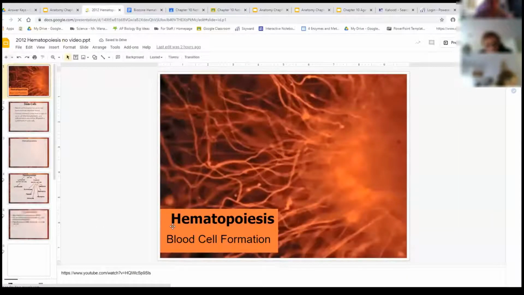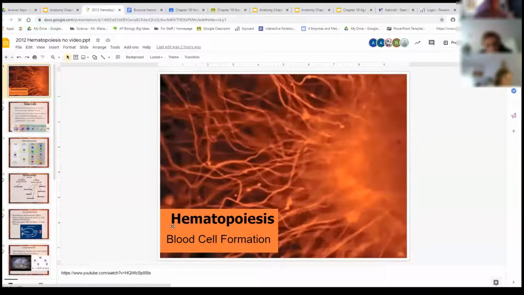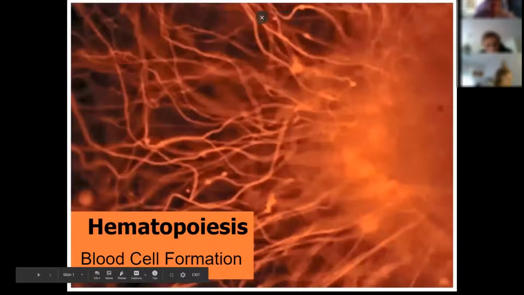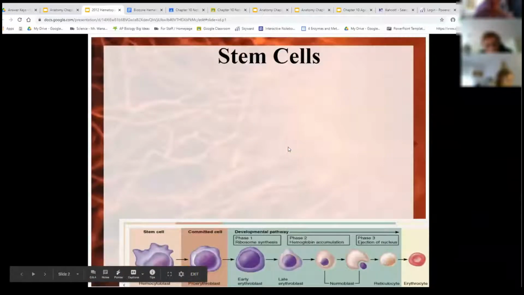So first of all, that square about hematopoiesis, you definitely want to know that it is blood cell formation, the process of making new blood cells. So AKA blood cell formation, anything like that. I should put this in presentation mode so it's bigger. For each of these, we're going to want to know what cells give rise to them. We're going to want to know the chemical that stimulates it.